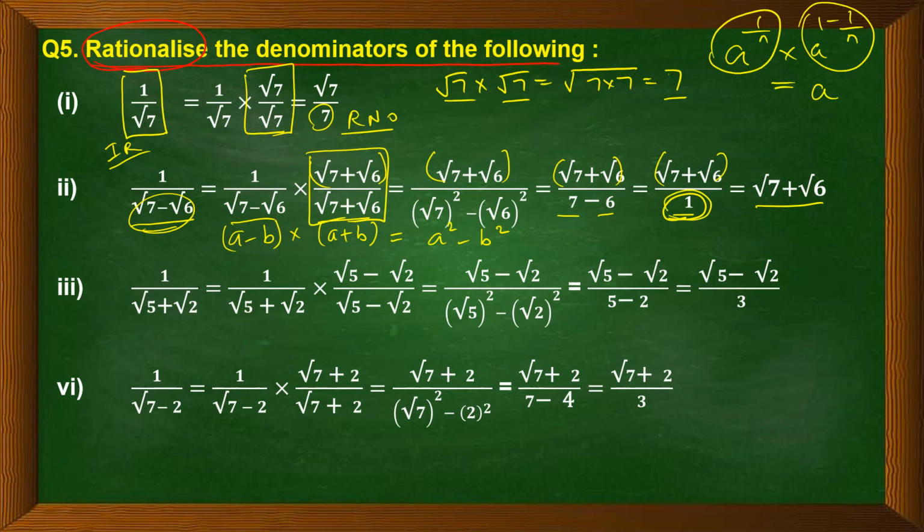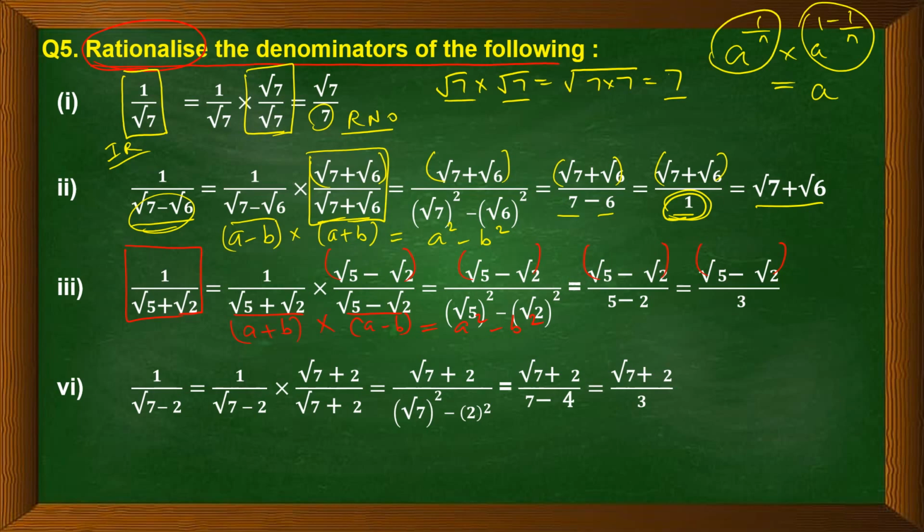Now let us take up third question, 1 upon root 5 plus root 2. Again it's a binomial irrational number. We will multiply by the conjugate. The plus will become minus, and we will multiply both the numerator as well as denominator. Over here we have a plus b, over here we have a minus b, the product of which is a square minus b square, right? Over here a is root 5, b is root 2, and in the numerator we have 1 into root 5 minus root 2, which is same everywhere in the numerator.